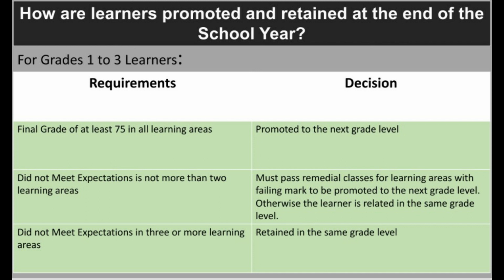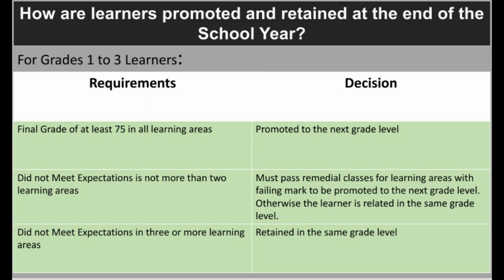For grades 1 to 3, the requirements are: first, the learners should have a final grade of at least 75 in all learning areas. The decision is they may be promoted to the next grade level. Second, if the learners did not meet expectations in not more than 2 learning areas, the decision is the learners must pass all the remedial classes for learning areas with failing marks to be promoted to the next grade level. Otherwise, the learner is retained in the same grade level.